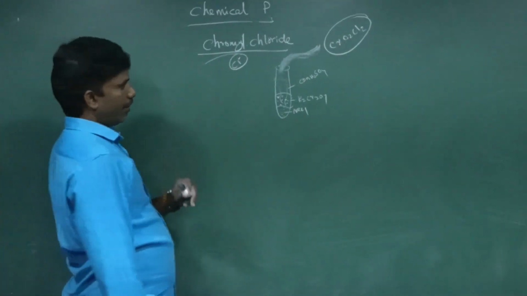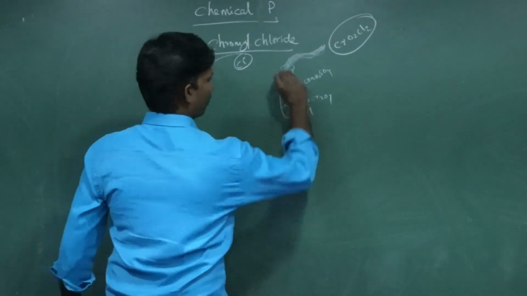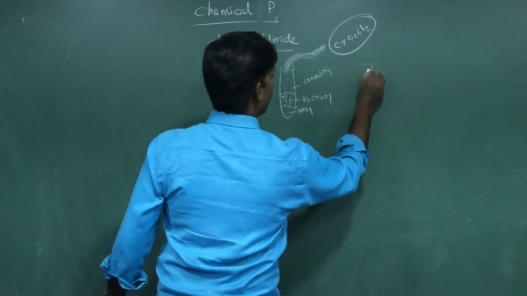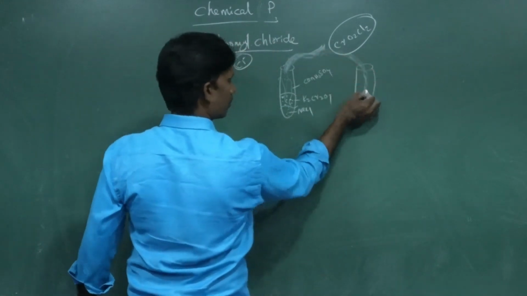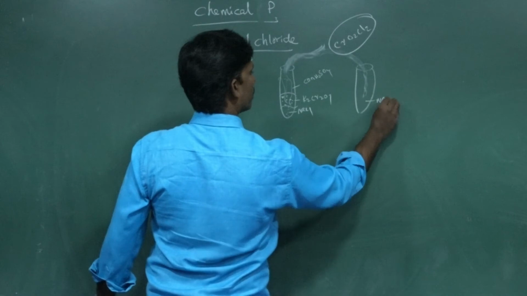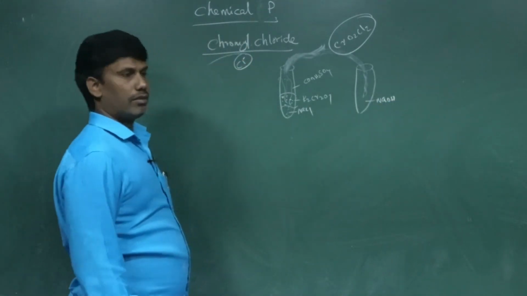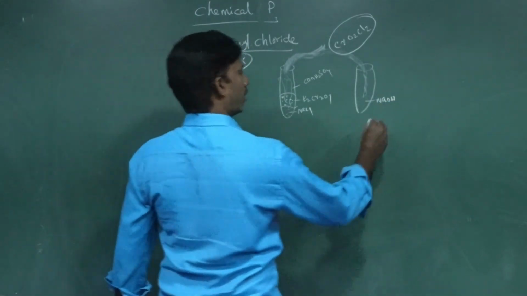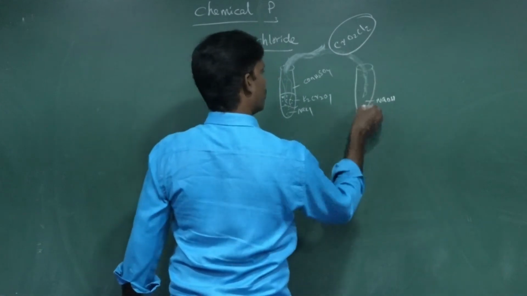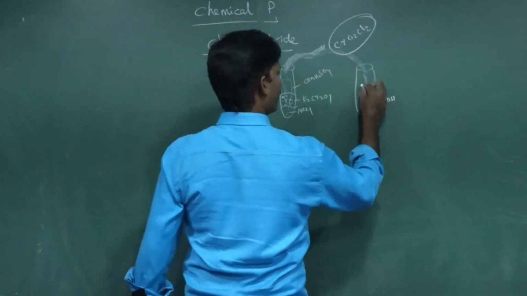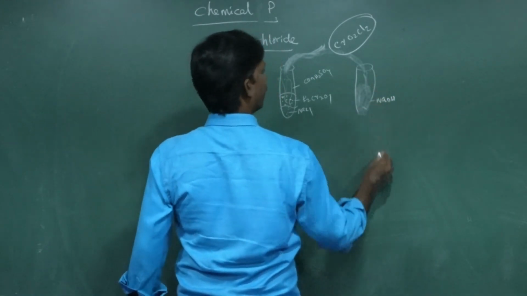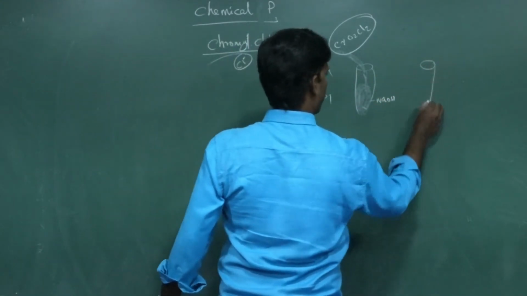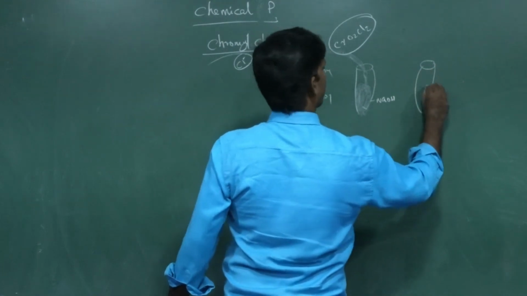The red-orange fumes are passed through the alkali solution, the NaOH solution. What will happen? You are getting sodium chromate. It is converted to a yellow colored solution, sodium chromate. After this, you pour some amount of lead acetate.